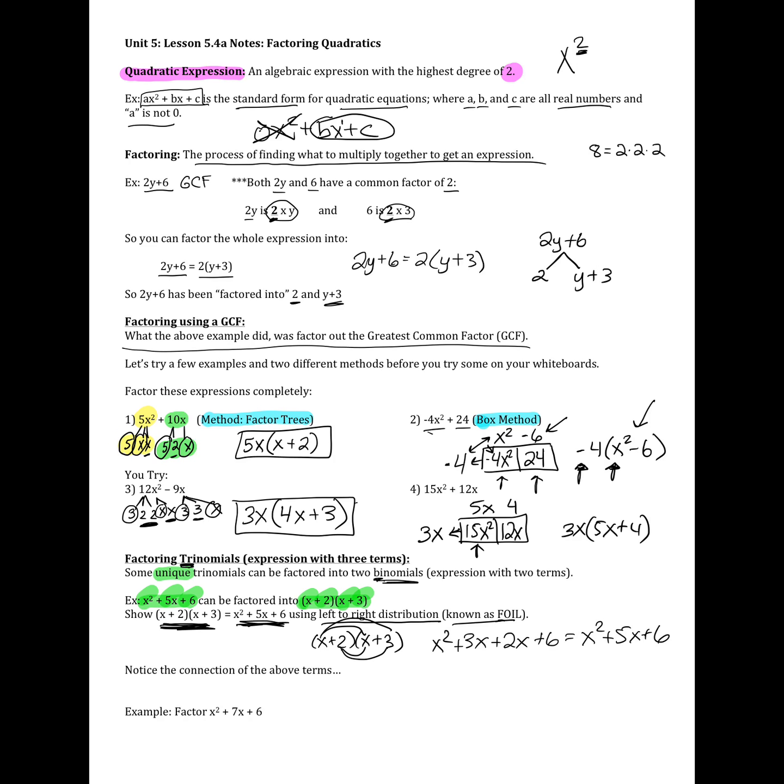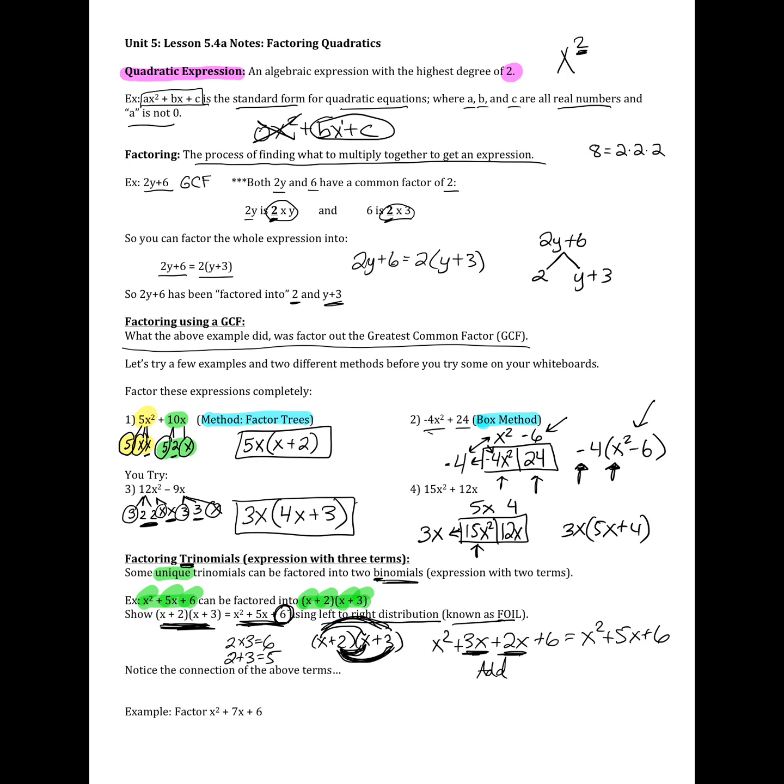Okay, so let's reference the connection. When you look at this last number, we know that 2 times 3 equaled that last number. Why? Because that's where we did our last. Now notice what happened when we did the outer and the inner. The outer and the inner are written right here, and those two terms end up being added together. And so we can go back here and say that 2 plus 3 equaled 5.